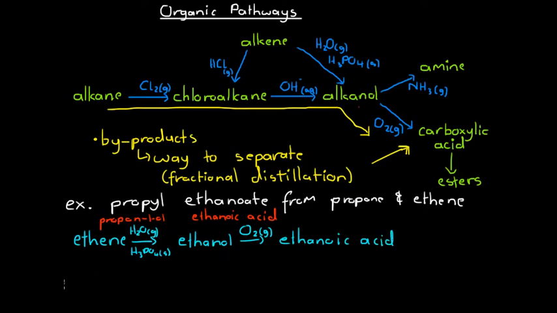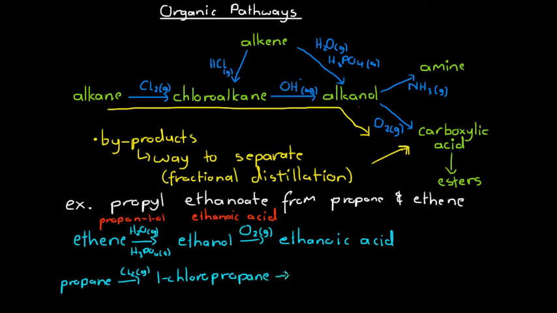As for our propane, we're starting with propane. We're reacting it with chlorine to produce chloropropane. Now obviously we want to produce propan-1-ol. We're going to produce lots of different chloroalkanes in this reaction, but the one that we want is going to be 1-chloropropane.